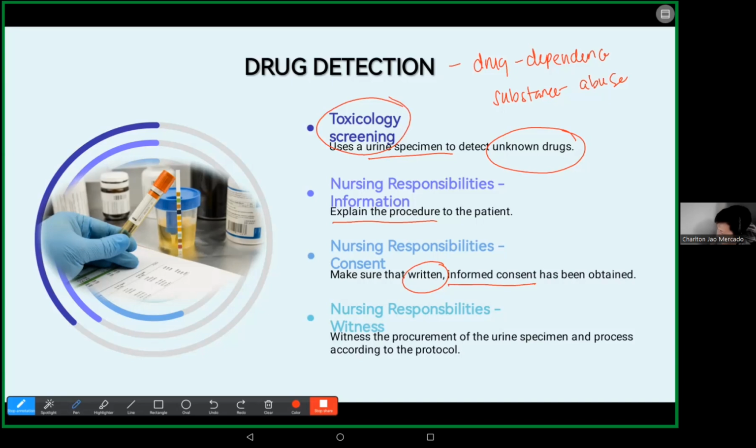Okay, remember that this is a sensitive issue since we are dealing with substance abuse or drug dependence. So we want to make sure that we are doing this in a legal manner. That's why we want to make sure that informed consent, written consent is secured. Okay, and sabi ko rin kanina, we have to witness the procurement or the collection of the urine specimen to make sure that the protocol is being followed.